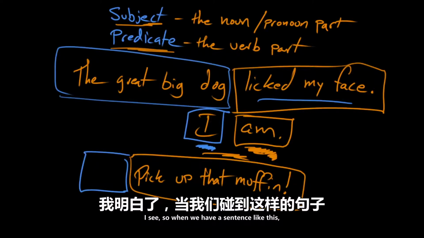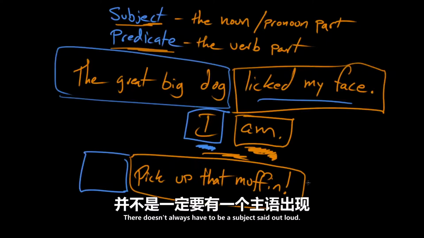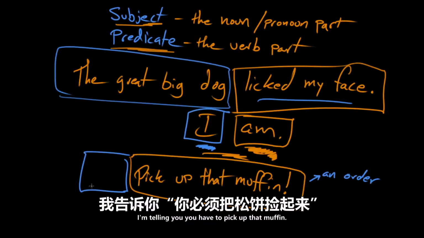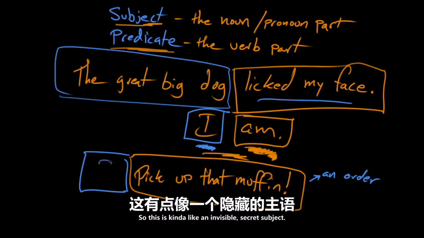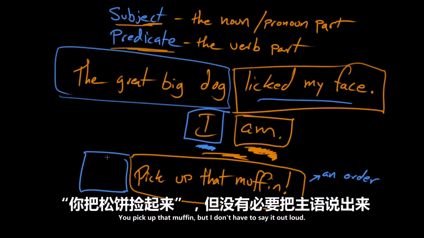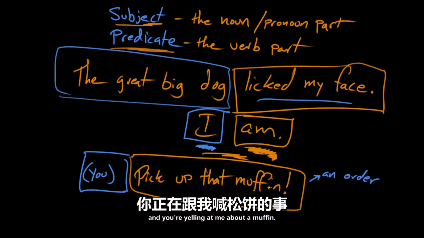I see. So when we have a sentence like this where I'm telling you to do something, there doesn't always have to be a subject said out loud. This is like an order, right? I'm telling you, you have to pick up that muffin. So this is kind of like an invisible secret subject. Right. And the subject really is you. Okay. You pick up that muffin. But I don't have to say it out loud. Because I know that you're talking to me. Because I can tell. Because you're looking at me and you're yelling at me about a muffin.